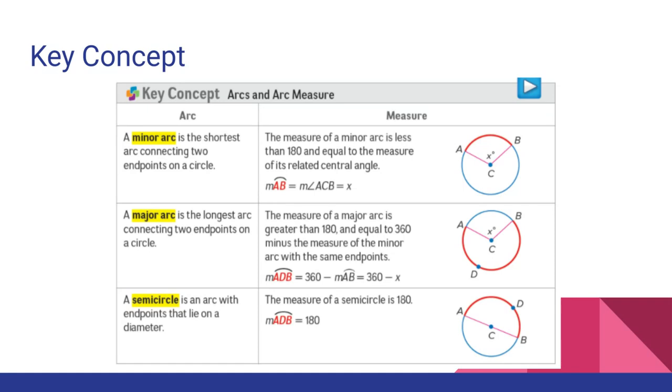And our last example is a semicircle, which we kind of already went over. It's really just half the circle and it measures 180 degrees. So please take a second and write this down in your notebooks.